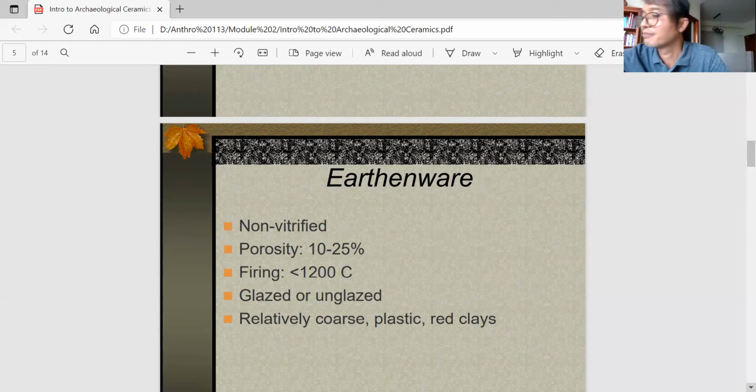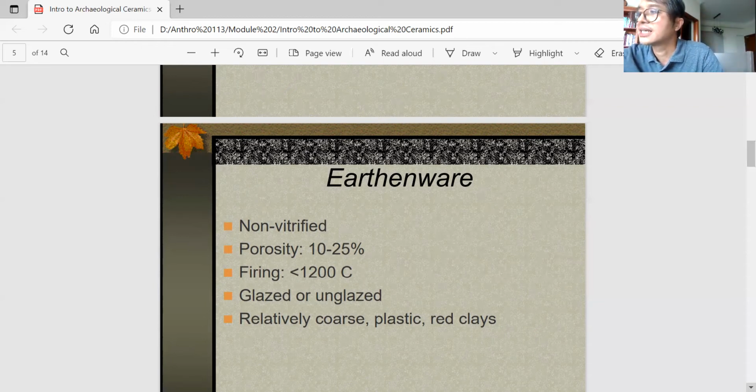So both stoneware usually, but not always, have glaze, and also lalong-lalo na porcelain, makinis at shiny. So the characteristic of a glazed vessel is there is shine or sheen.